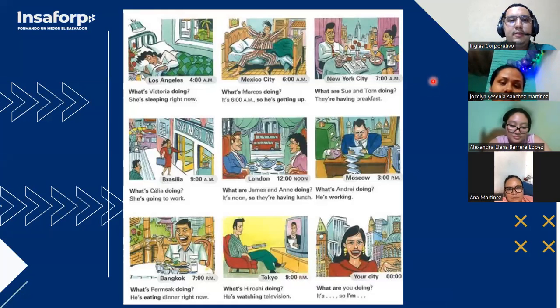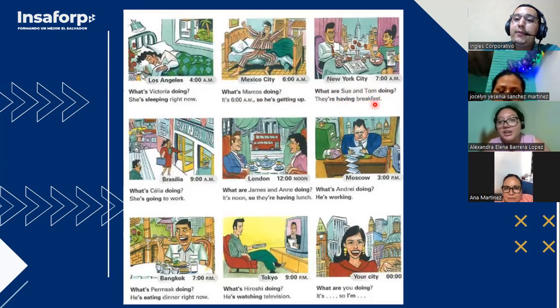Oh, you see, guys, we were also talking about the time zones. We were talking about the times in different cities or different places. We have the first one, Los Angeles, 4 a.m. What's Victoria doing? She's sleeping right now. Mexico City, 6 a.m. What's Marcos doing? It's 6 a.m., so he's getting up. New York City, 7 a.m. What are Sue and Tom doing? They're having breakfast. Cairo, 9 a.m. What's Celia doing? She's going to work.